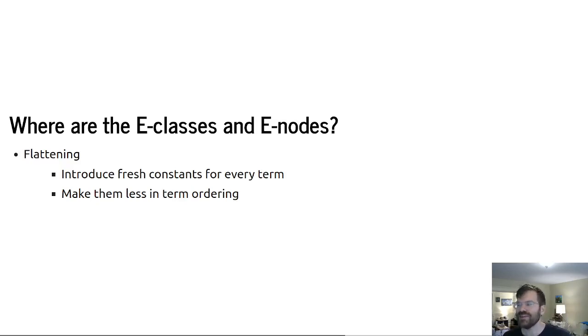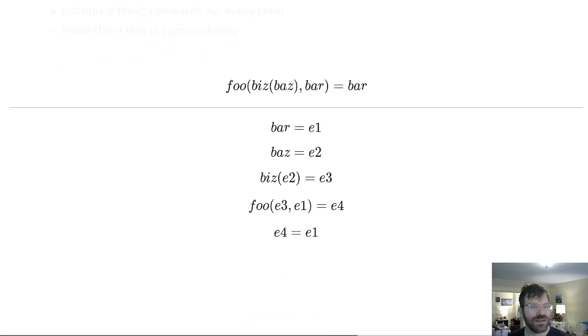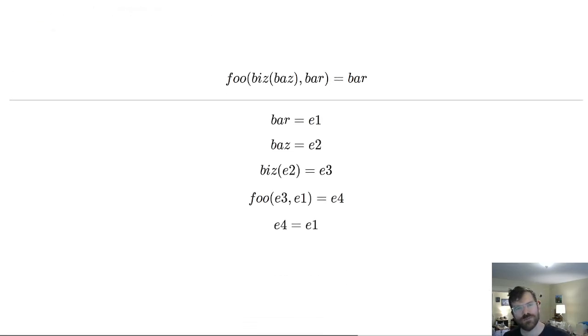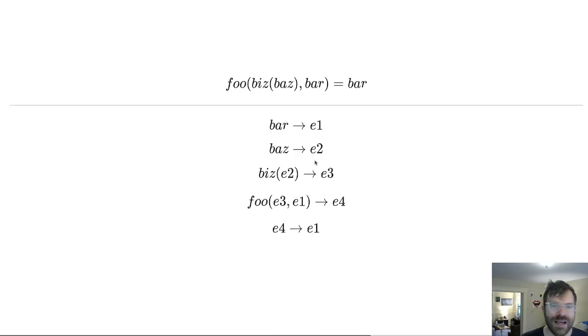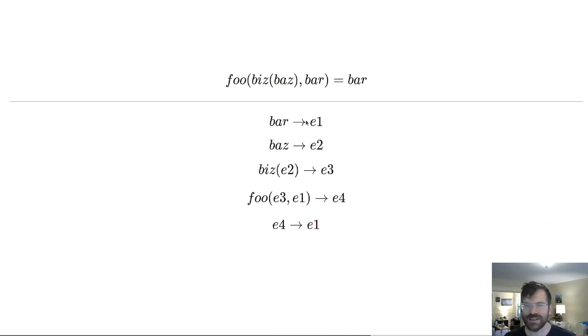And then we make these things less than the term ordering, so the terms will rewrite to these new fresh constants. So for example, if I had foo of biz, baz, bar equals bar, I would invent a new constant for bar, and invent a new constant called E2 for baz. Biz of E2, which is this thing, is equal to a new constant. Foo of E3, E1 is equal to E4. And then finally, asserting this equality is the same thing as saying E4 equals E1. And then I can rewrite these things and orient them.